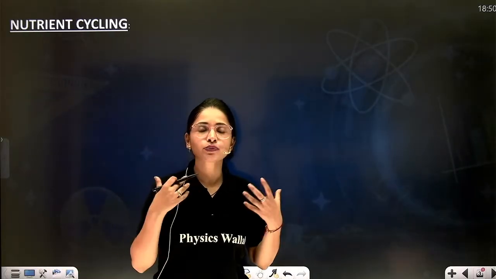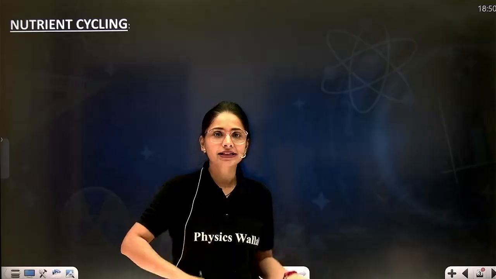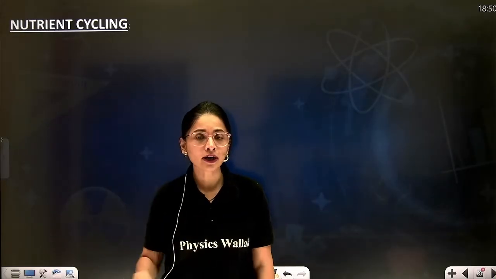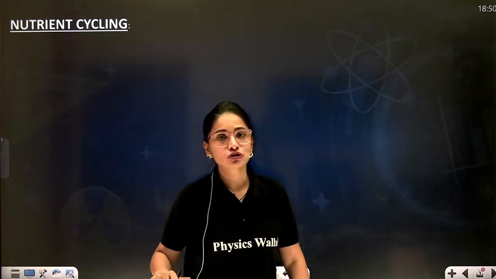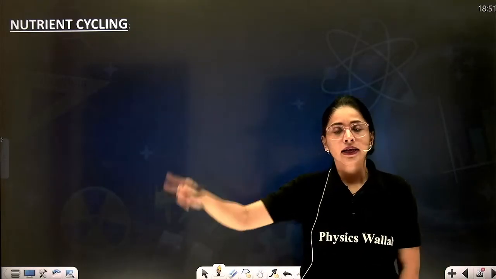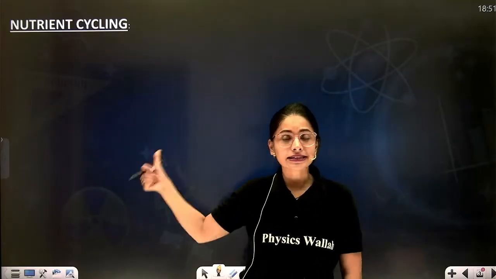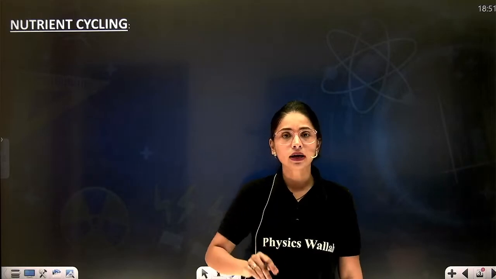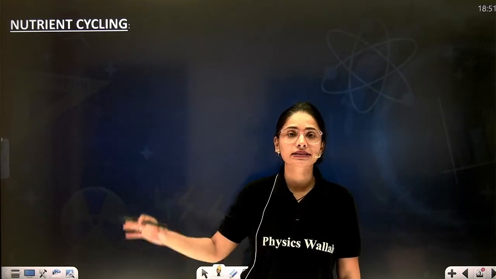But the nutrients which we take up from the soil have to be returned back also. So that's returning of nutrient back in the soil so that plants can again take up the same nutrient and again continue this cycle. This cycle is known as nutrient cycle, also called biogeochemical cycle. So what is nutrient cycle?